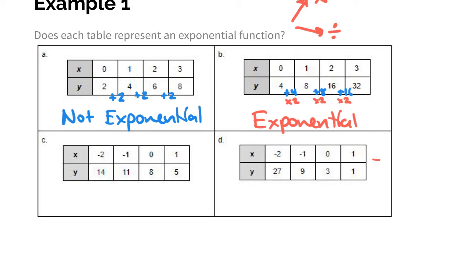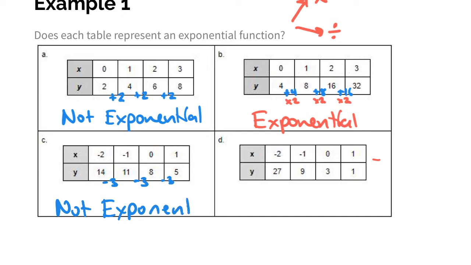All right, kind of going into that then, my next example down here, I have my x values from -2 going up to 1. You'll see my y values will go 14, 11, 8, and 5. So kind of like the opposite of A, instead of adding values, you'll see here that we are subtracting 3 every single time. But because we are subtracting, this would not be exponential.